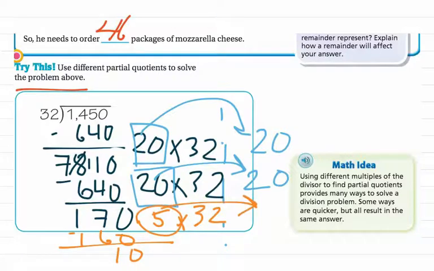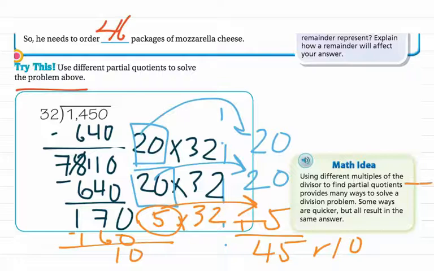Again, we write our partial quotient on the side and we add them up. 20 plus 20 is 40, plus 5 is 45, remainder 10. So we see we got this exact same answer. However, there were less steps because we used a larger multiple in this.